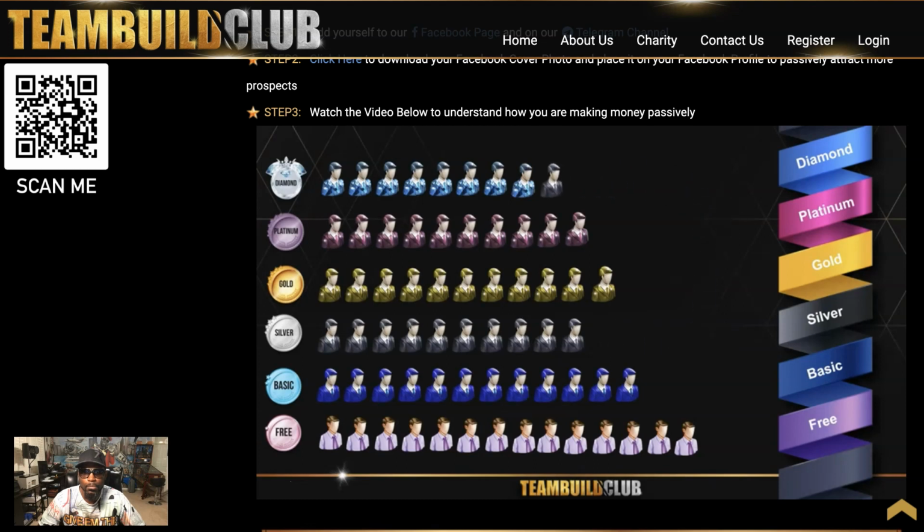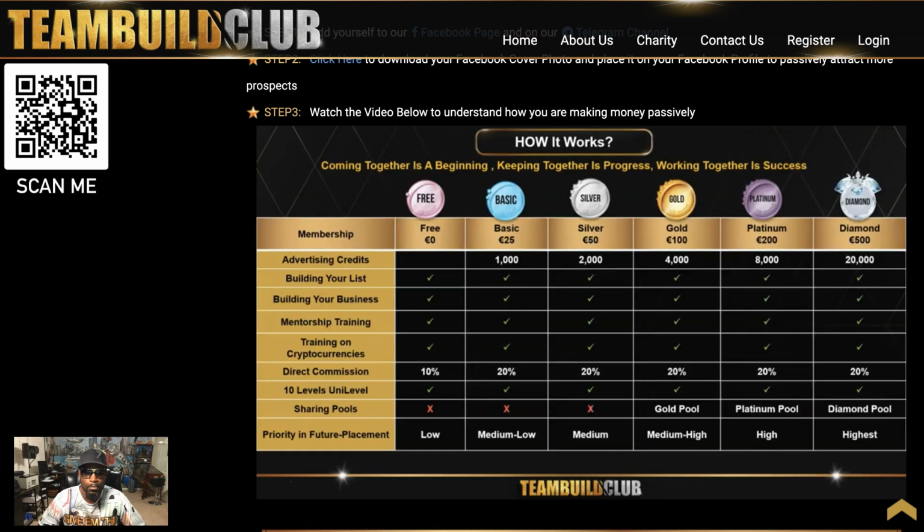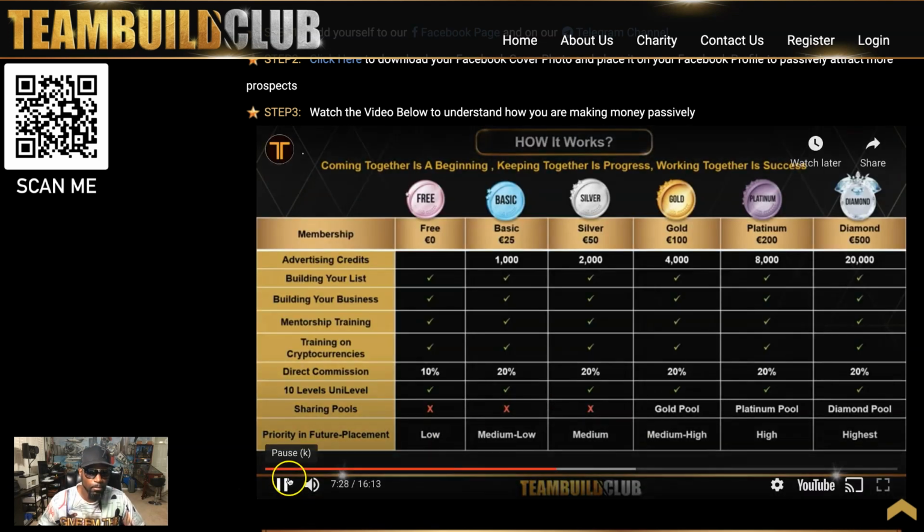Now, a silver member decides to become a diamond member. What happens? As a silver member, he had all the basic members and free members below him. Now that he decided to upgrade to a diamond member, he has all the platinum members, all the gold members, all the silver members, all the basic members, and all the free members, no matter which date they joined. And even if they joined before him, now they are becoming his downlines. So he's building a bigger and bigger downline if he upgrades to a higher level in a higher package. So let me analyze a little bit the different packages.